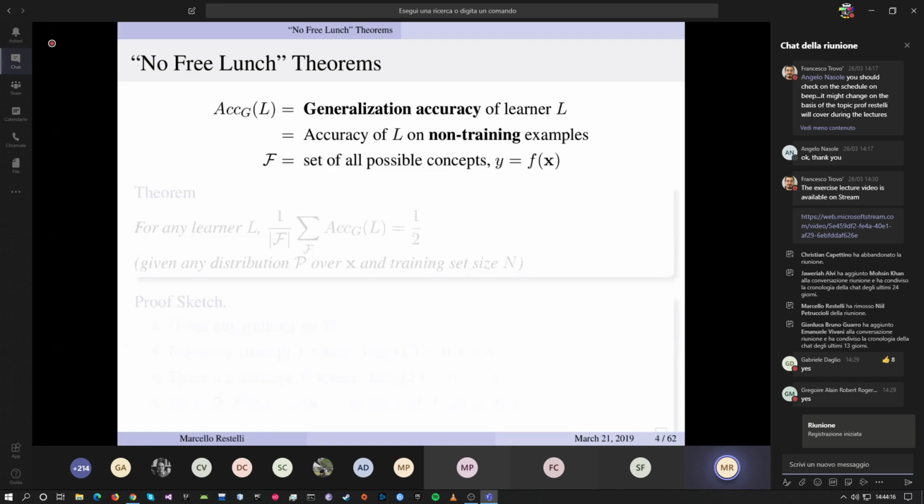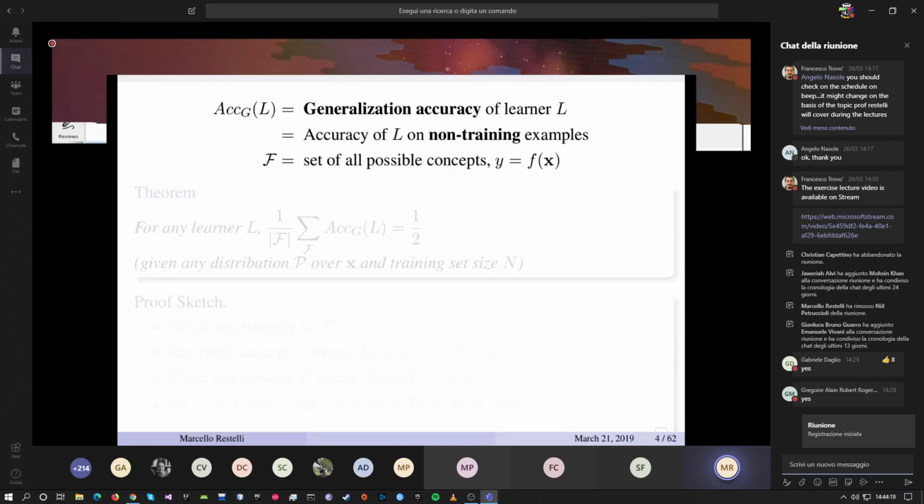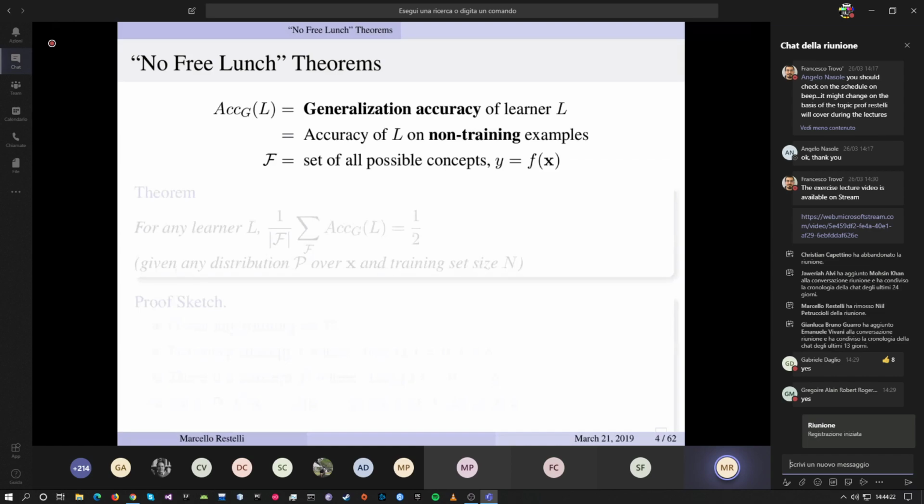Now I assume that we are in the setting of classification with only two classes. So we are in the setting of binary classification. And what I want to analyze here is the following terms. In particular, we want to put the attention on the generalization accuracy of a learner L. So capital L is a learner, and the accuracy of this learner is the performance of the learner over samples that were not used during the training.